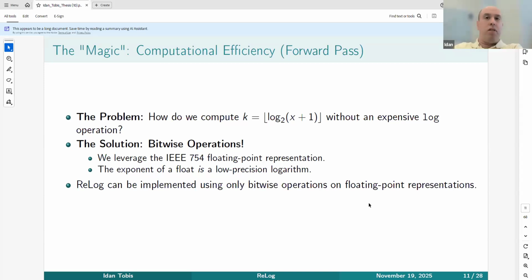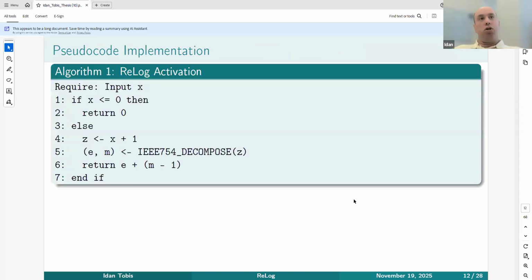Basically, we can do the implementation using only bitwise operations on the floating point representation. So first we have to convert them to integer representation and then do the math there. There is a problem with most languages. They do not allow us to do this. We cannot do it in Python. We cannot do it in C. We have to go to assembly in order to do that. So let's look at the algorithm.